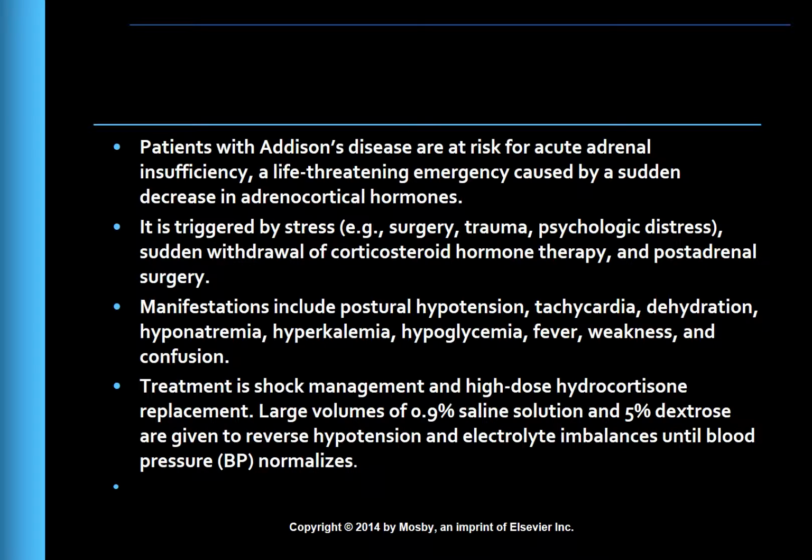Treatment is shock management and high-dose hydrocortisone replacement. Large volumes of normal saline solutions and 5% dextrose are given to reverse hypotension and electrolyte imbalances until blood pressure normalizes. Treatment is also necessary for reducing the potassium levels, and histamine receptor antagonists are also given to prevent gastric irritation.